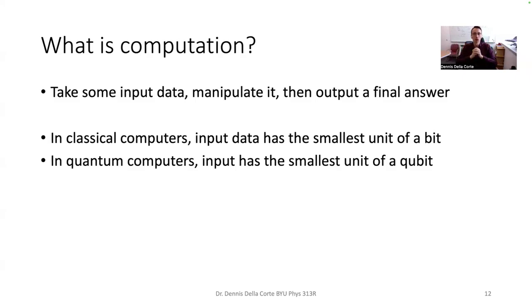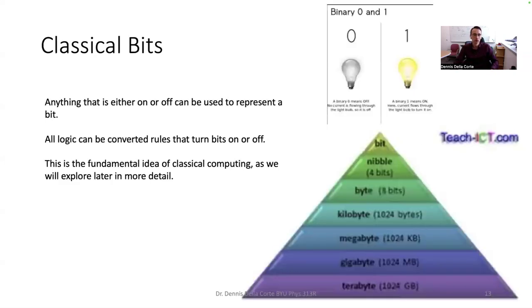In quantum computing, however, the smallest unit is not just a switch that can be on or off, but it can be a qubit, which is this superposition of different states that we introduced last time. And today we're going to learn how this superposition can be physically represented, for example, in the spin or polarization of an electron.